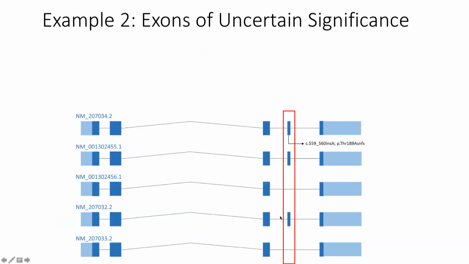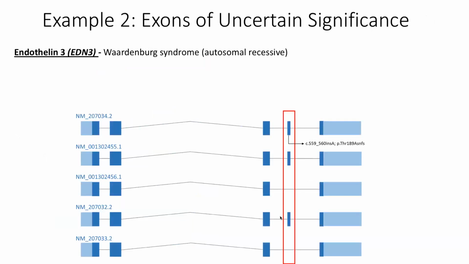So I want to give you an example of this exon-level classification that we did, just to make it more concrete for you. I'm using the gene endothelin 3, which is associated with Waardenburg syndrome. It's pigmentary abnormalities and potentially hearing loss syndrome. It's autosomal recessive. RefSeq lists 5 transcripts, which you can see here.